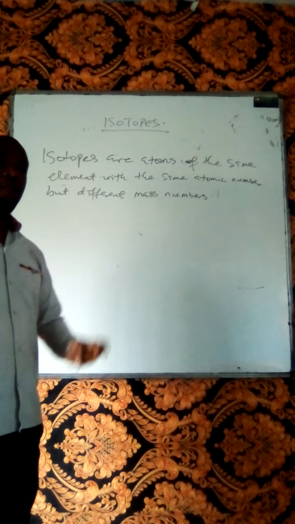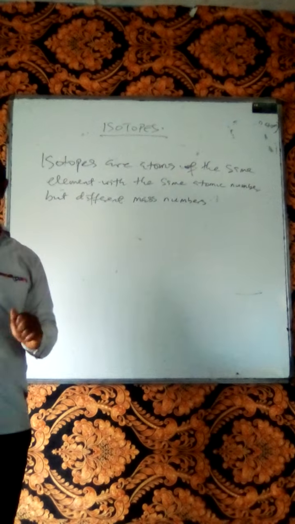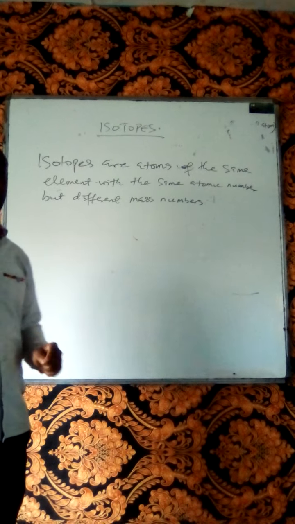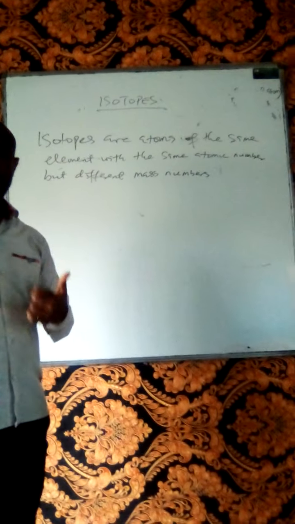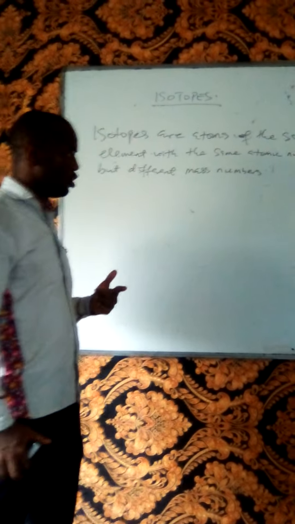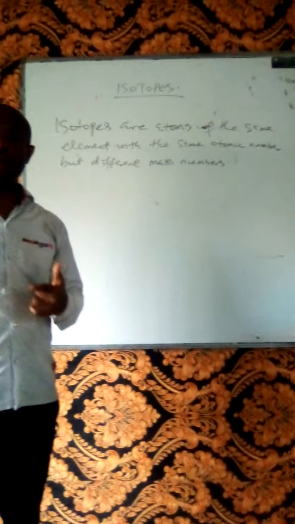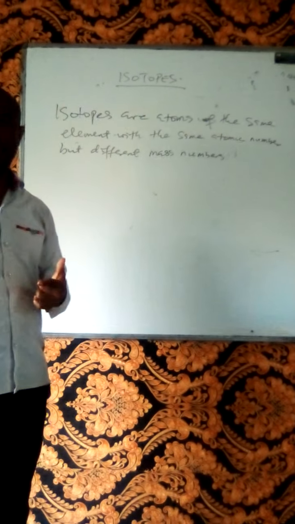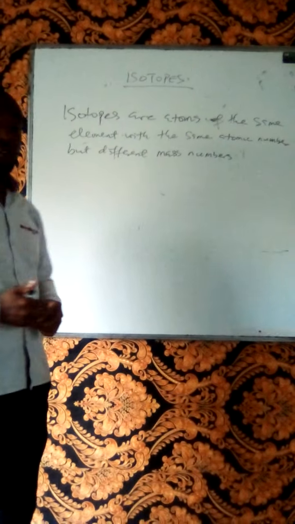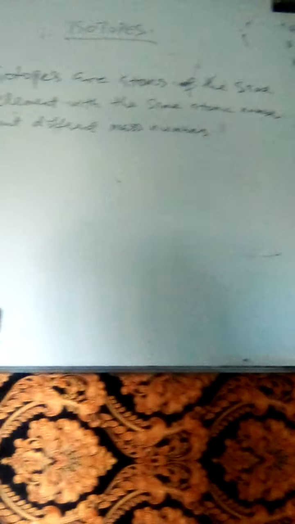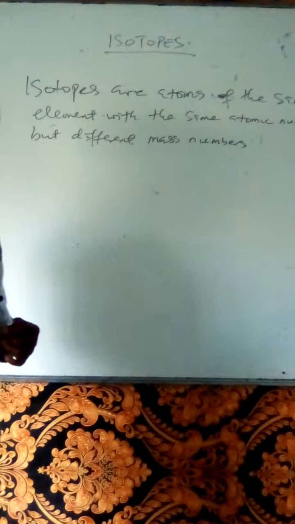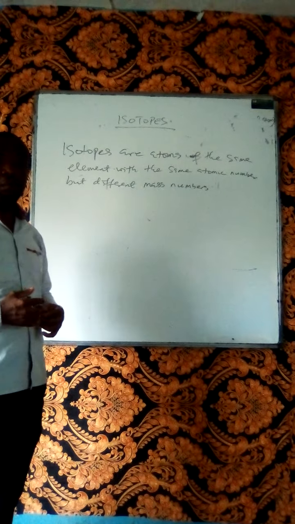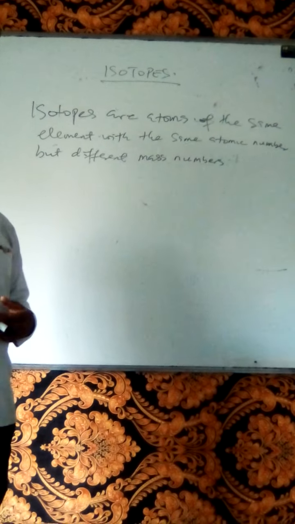The concept of isotopes or isotopy disproves one of the basic assumptions made by John Dalton in his atomic theory. That assumption says that atoms of the same element are exactly alike and differ from atoms of other elements. When Dalton made this statement, he had no idea that atoms of the same element can differ from each other. That means isotopes were yet to be discovered in the 18th century.